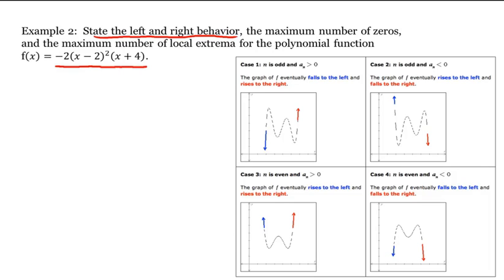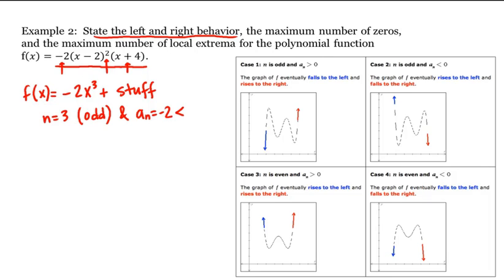If we multiplied it all out, we'd have f of x is equal to negative 2x cubed plus a bunch of other stuff. Because when we square this out, we're going to have a degree 2 polynomial, which then we're multiplying by a degree 1 polynomial, which would give us a degree 3 polynomial with leading coefficient negative 2, which means n is equal to 3, which is odd, and a sub n is negative 2, which is negative. Which means we're over here in case 2, aren't we?